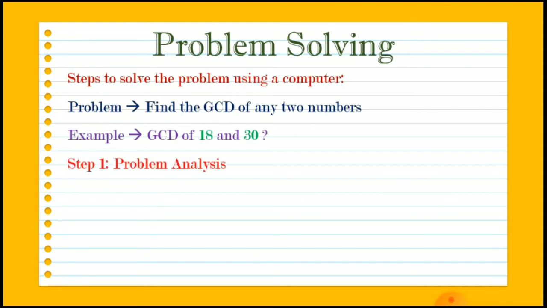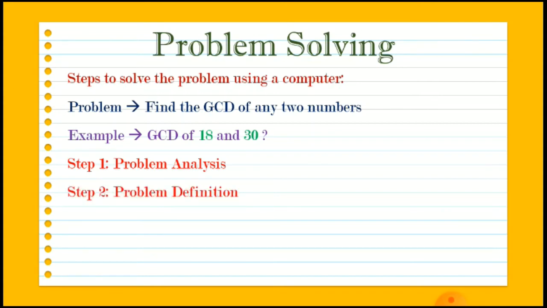So the first step of solving this problem is analyze the problem. Here you have to study closely what actually the given problem is and analyze it. So in this case, finding the GCD of given numbers is your problem and you have to analyze that problem.